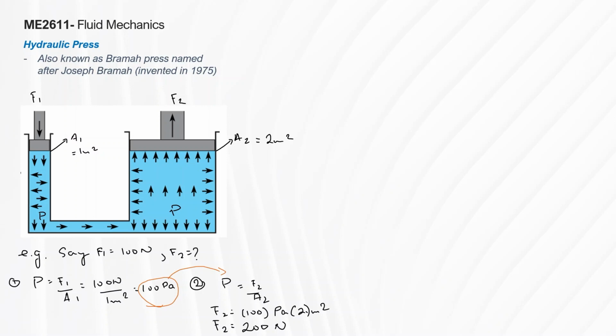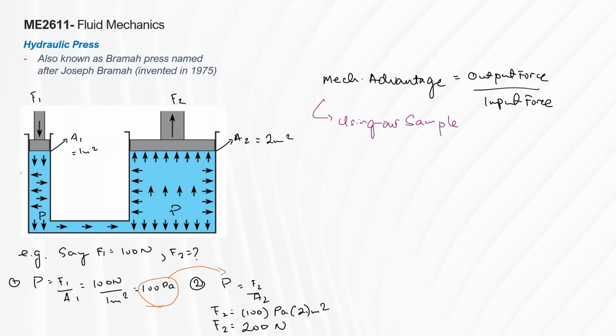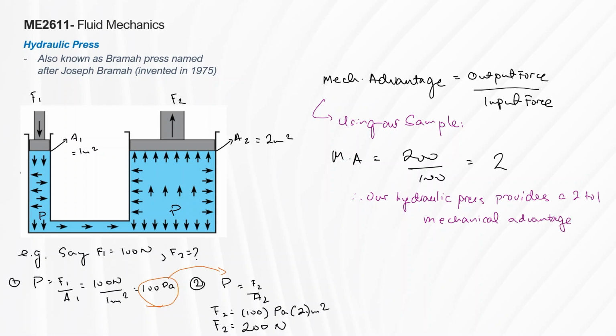Okay? So, another additional piece of information here, just in case, because I saw this in the board exam before. Mechanical advantage essentially is output force divided by input force. And using our sample, if you're asked in a problem, what is the mechanical advantage after you solve this? So what's the mechanical advantage of this hydraulic press? All you have to do is take the ratio of output per input, and you will get 2. And you would explain that our hydraulic press provides a 2-to-1 mechanical advantage. Just getting the ratio. Okay?